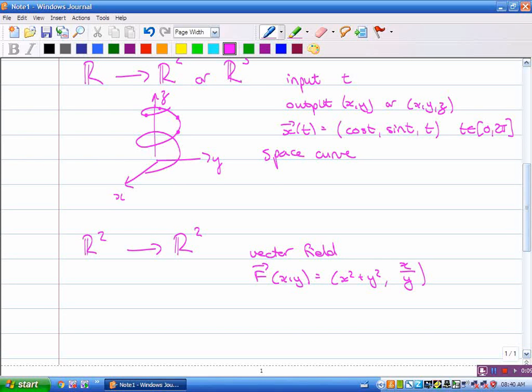So that's a vector field. What you put in is a vector x and y, and what you get out is a vector. A typical thing there is you're putting in a point in space, and what you're getting out is the velocity of the fluid at that point. So what you're putting in is a point in space, and what you're getting out is a velocity vector, a direction. If you want to draw a picture of something like that, you generally draw it as a direction field.